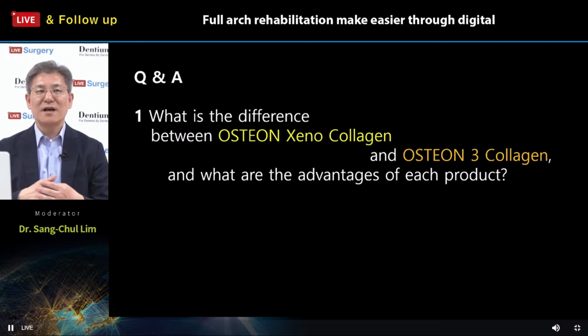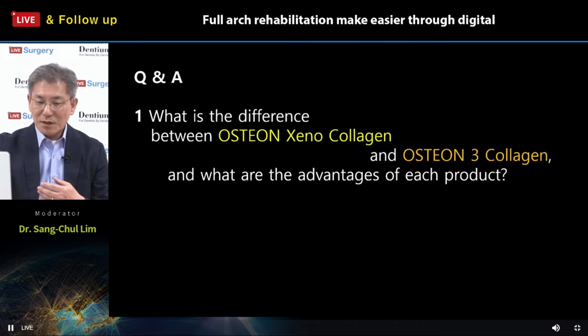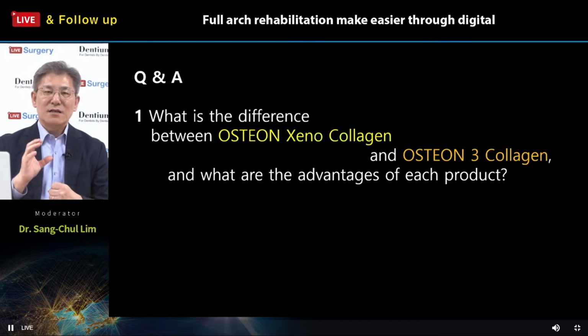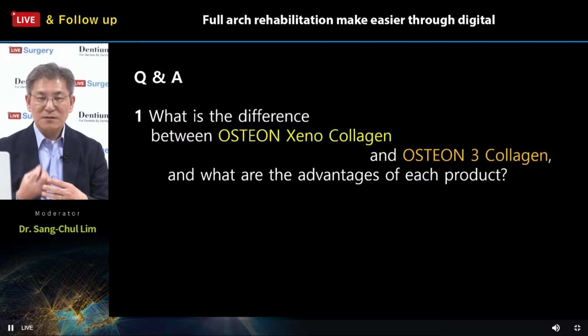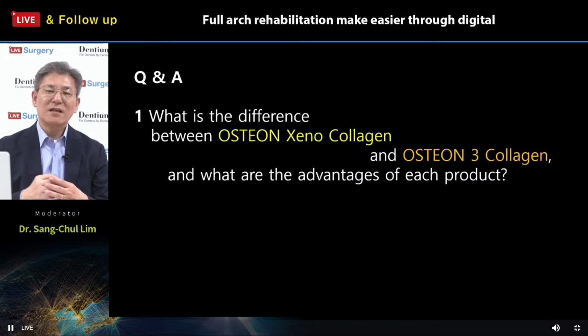And this Osteon 3 collagen actually includes 10% porcine collagen, and 60% HA and 40% beta TCP combined with each other. These are alloplastic materials. And Osteon collagen is a graft material of particles from bovine bone, with 8% porcine source collagen holding the particulated bovine bone.